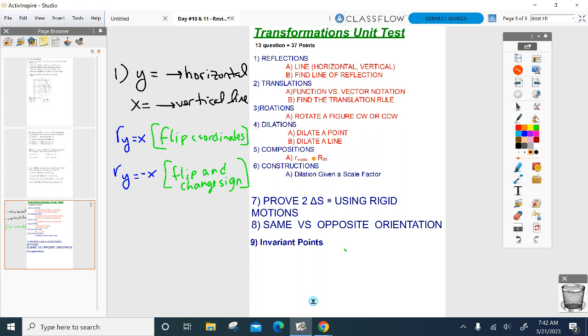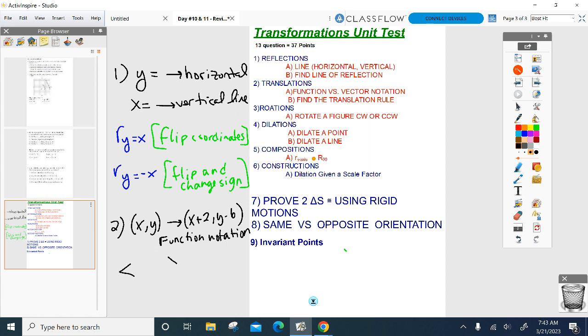Translations. All right, let's go over the 2 notations in case I ask for them tomorrow. Notation number 1 is function notation. Function notation: (x, y) goes to (x plus 2, y minus 6), we can make this up. That's function notation. So that would be right 2, down 6, right?